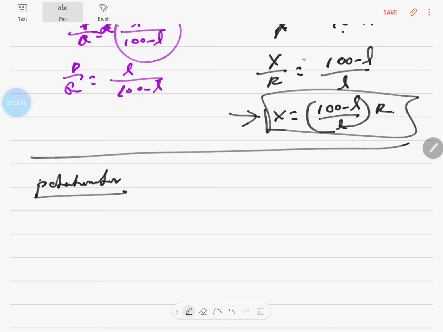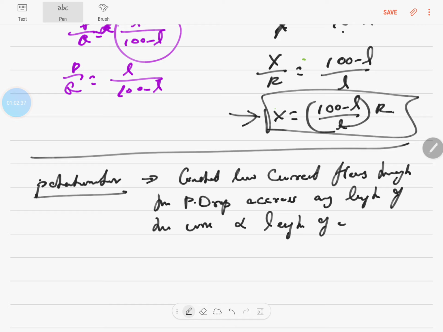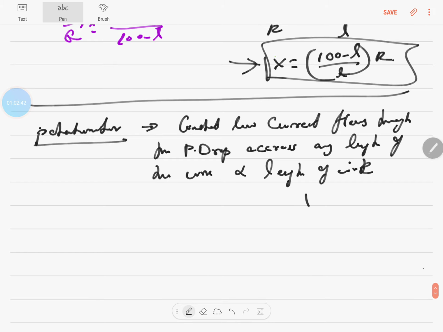Potentiometer. The principle is, suppose a constant low current flows through a wire. The potential drop across any length of the wire is proportional to the length of the wire itself. That is, V is proportional to L. The potential drop across any length of the wire is proportional to L.